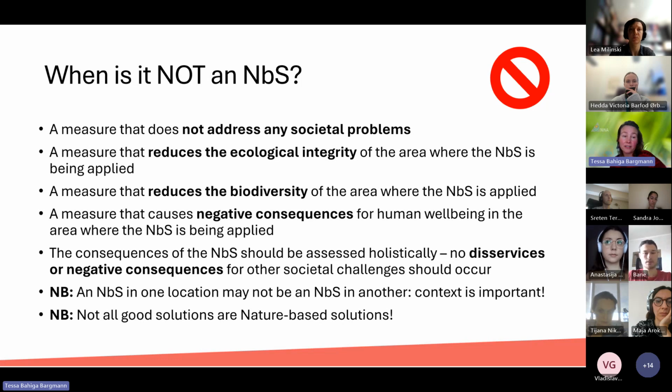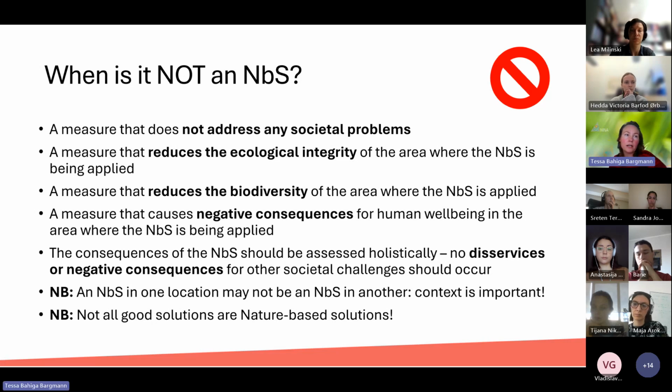This is not an exhaustive list of what is not a nature-based solution, but these are the big ones basically. So solutions that do not address societal problems are not nature-based solutions. Then anything that reduces ecological integrity or reduces biodiversity is not a nature-based solution. Anything that has negative consequences for human well-being or any of the other societal challenges is not. So it shouldn't create any disservices to any of the other societal challenges.